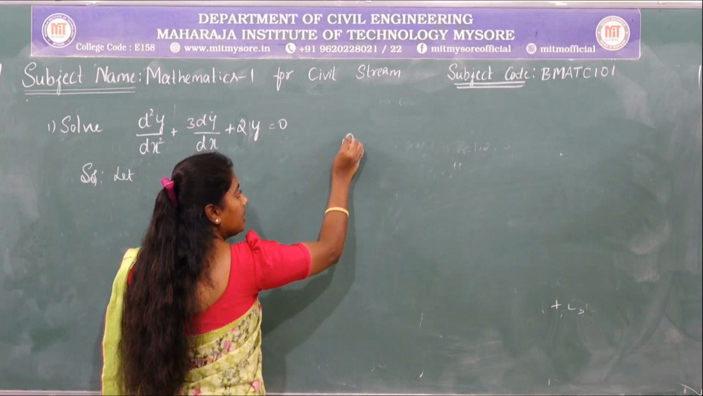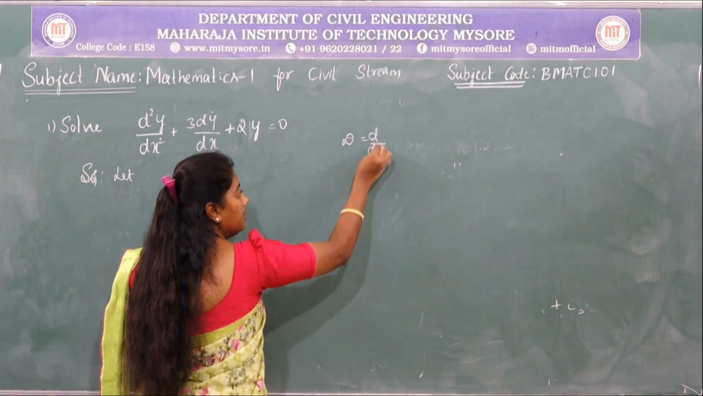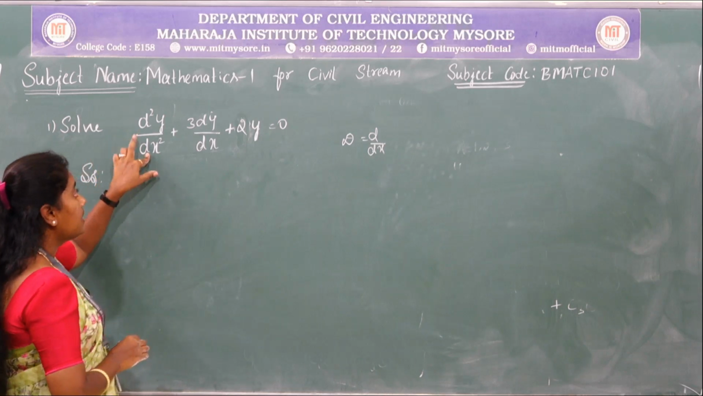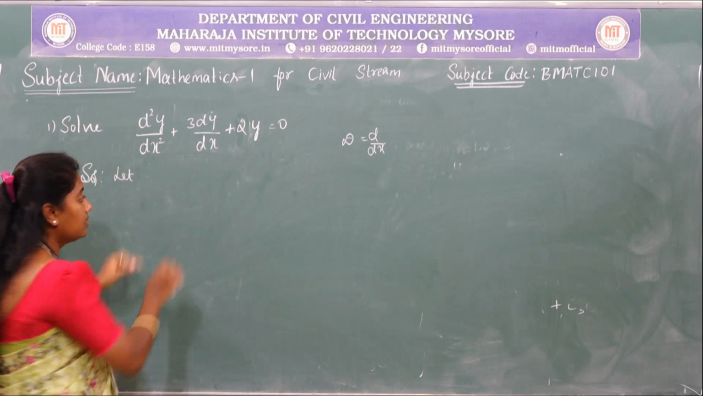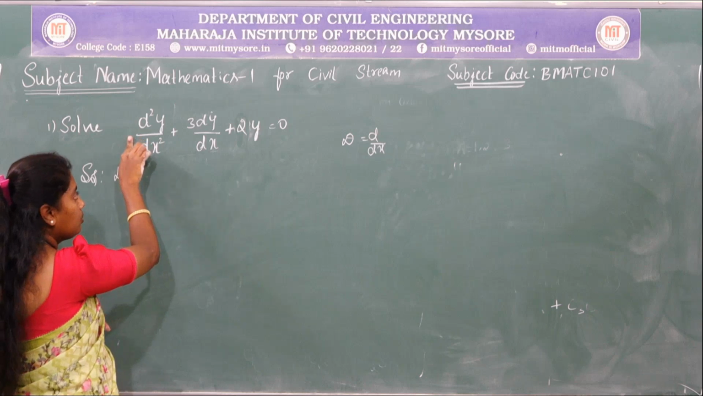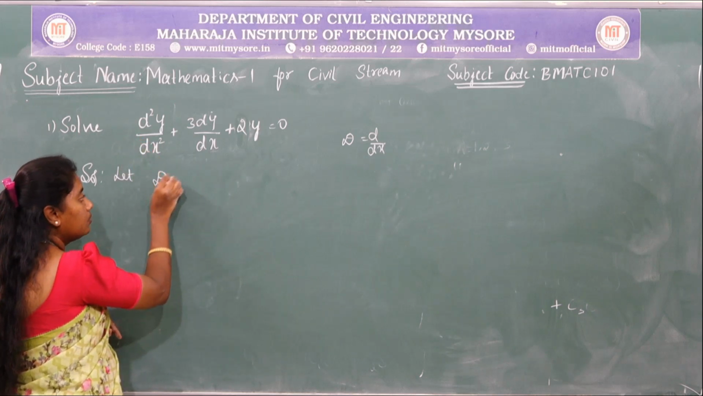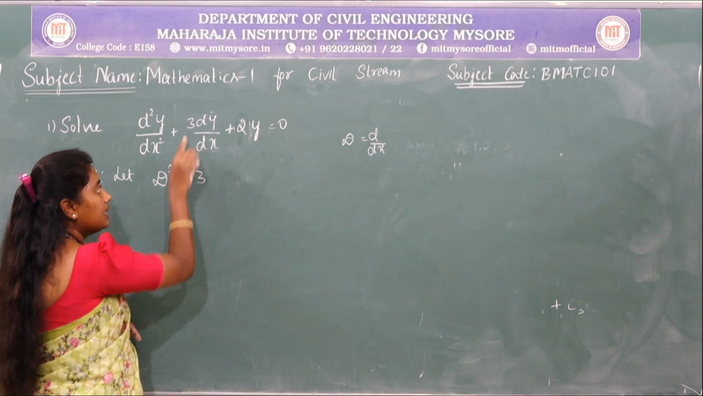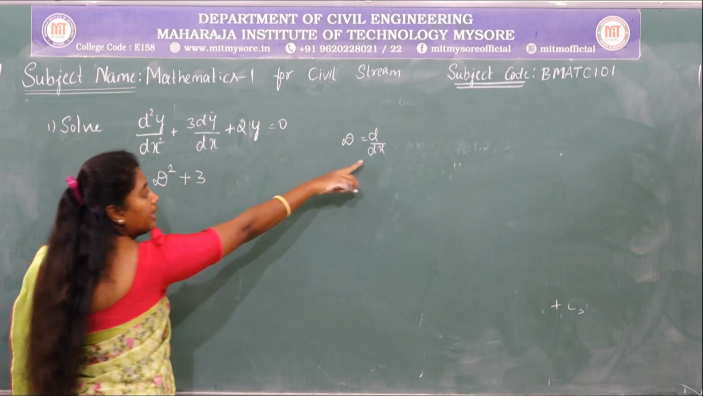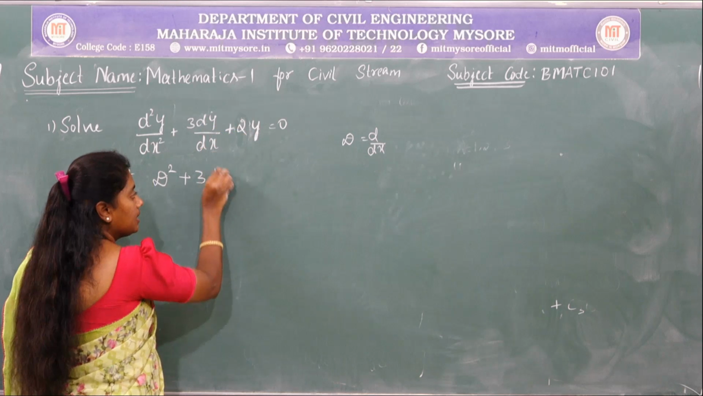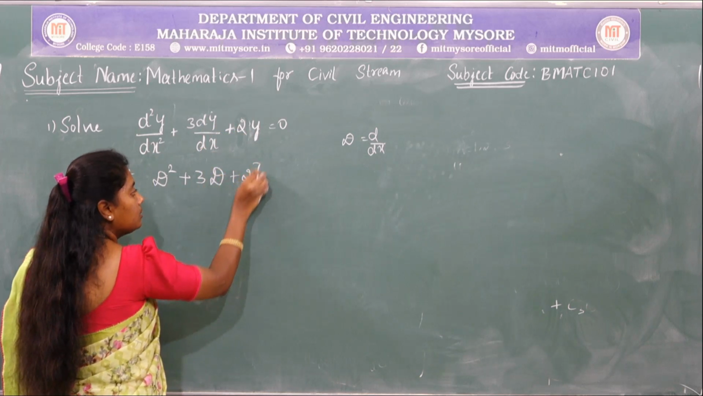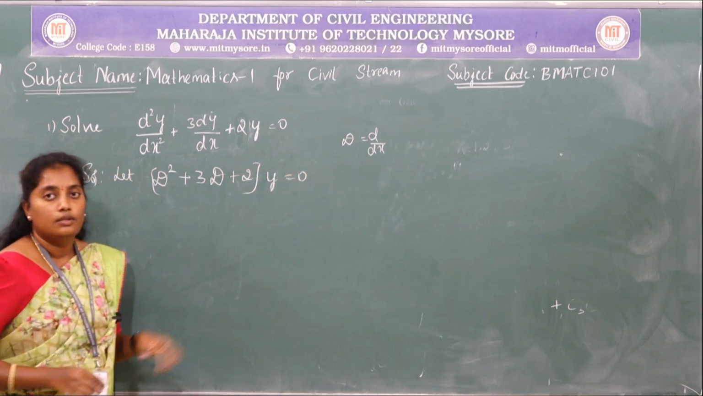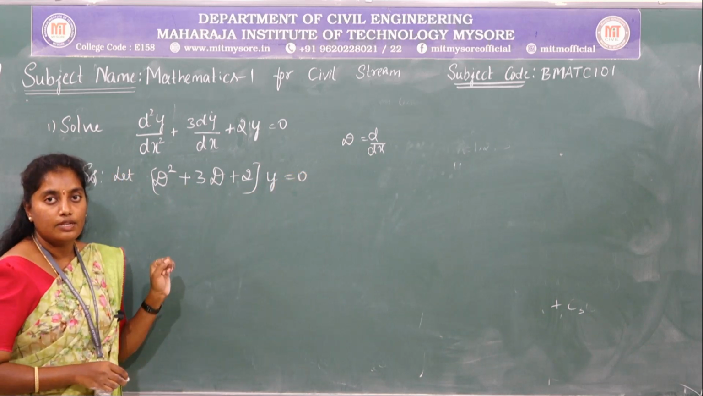Differential operator D is equal to d by dx here. So, what do we have in the first term? Second order derivative. That means the coefficient is 1 into D square, plus 3 times the first order derivative d by dx, that is D, plus 2 times y equal to 0. So this is the differential operator equation.